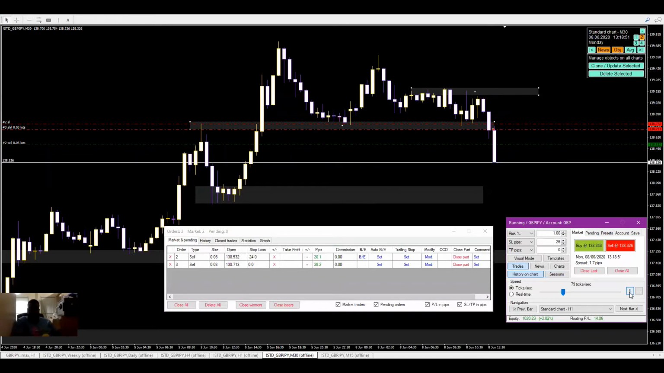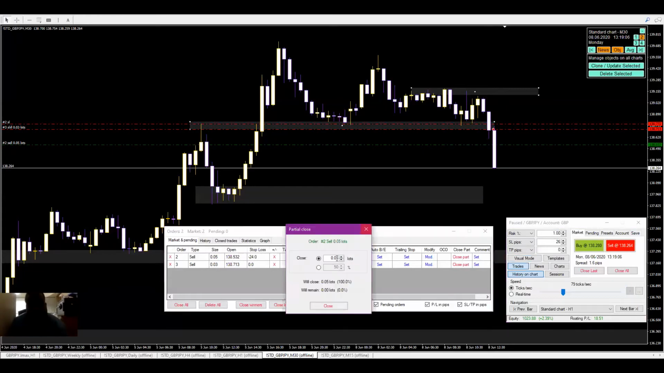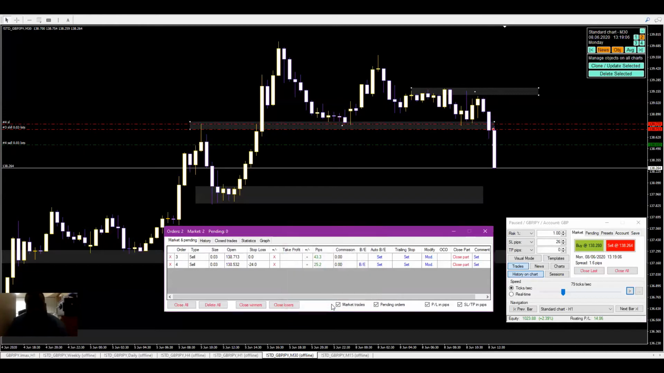You just draw support, resistance. All right, hold up. So this stop loss, you see, is 24 pips, and we're at 25 pips on this one. So I'm going to close 50% on this trade as well, and move my stop loss to break even. And just like that, we caught an easy move. It all made sense. It was easy.